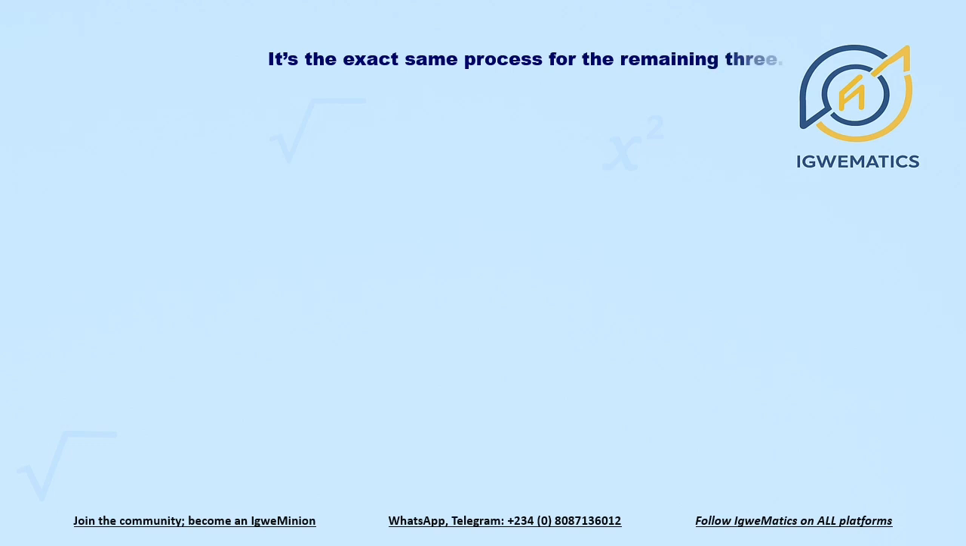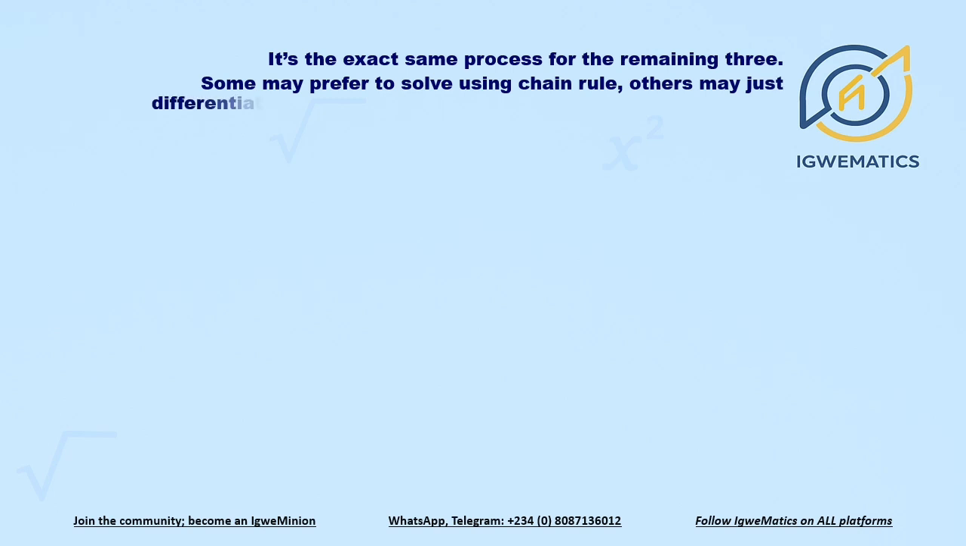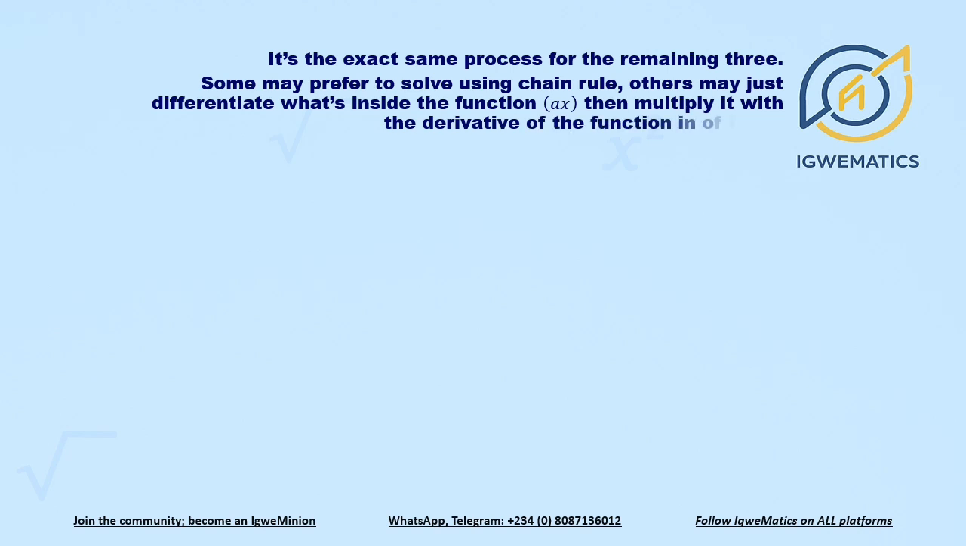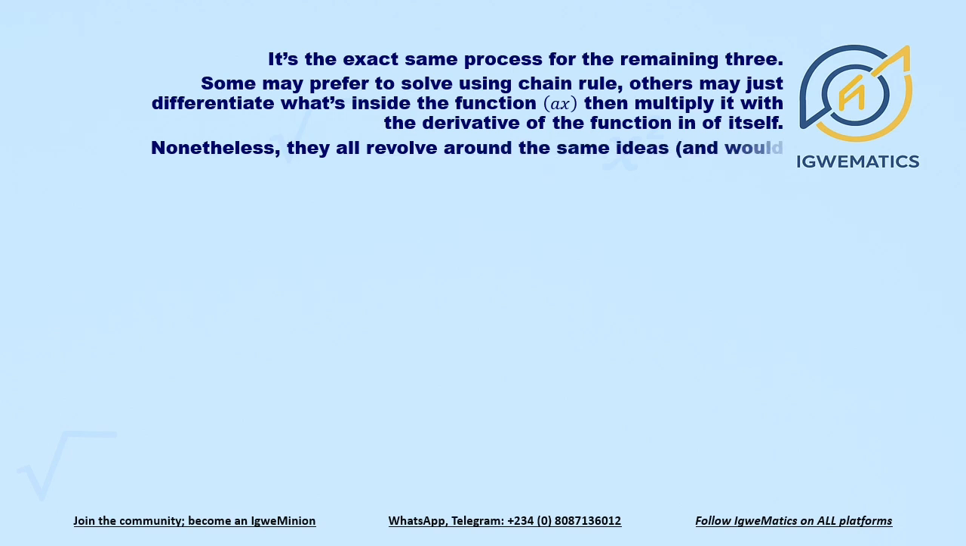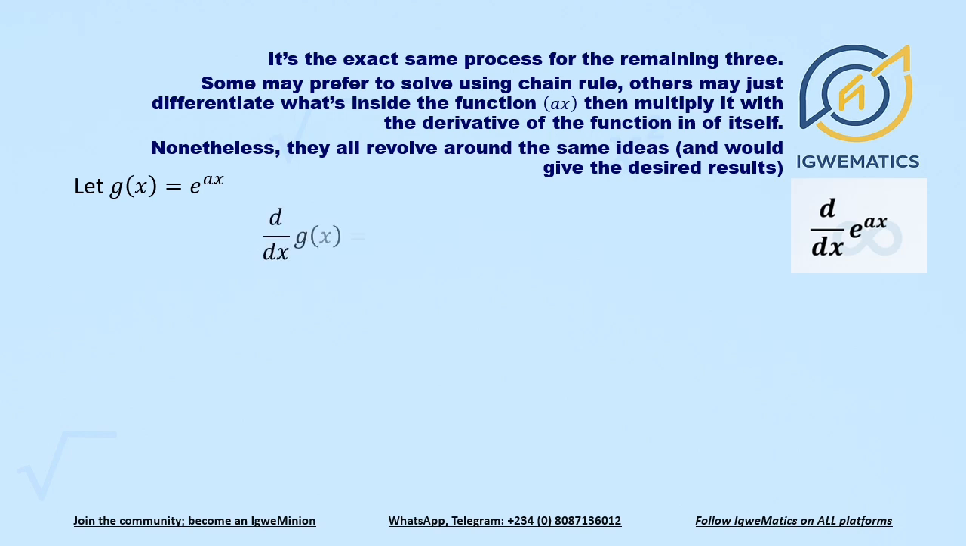Now this process is the exact same process for the remaining 3. The same process I just followed is the same that we use for the remaining 3 derivatives. So I'm prepared to use chain rule, which I just did, but in a different style. You just differentiate what's inside the function, that is a times x in this case, so I multiply it by the derivative of the function itself. That is, we have the derivative of sine ax, which is just a, times the derivative of sine u, which is cos u. So you have a times cos u is a cos ax for sine ax.